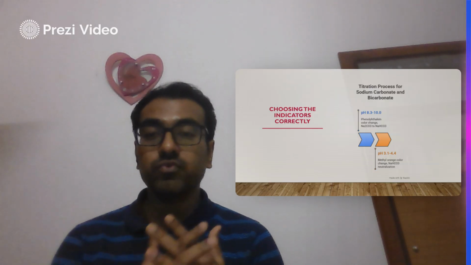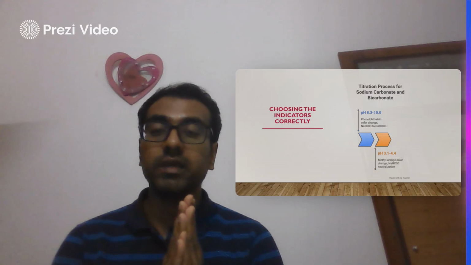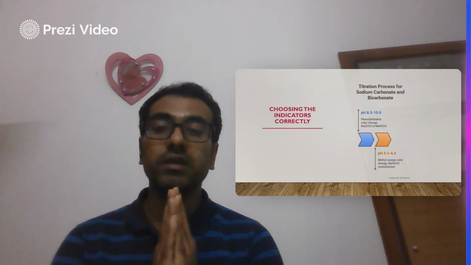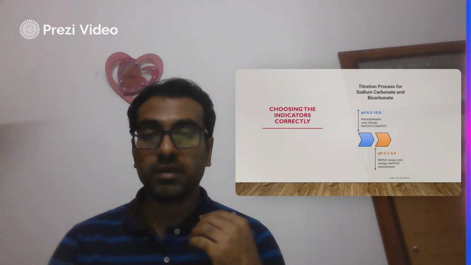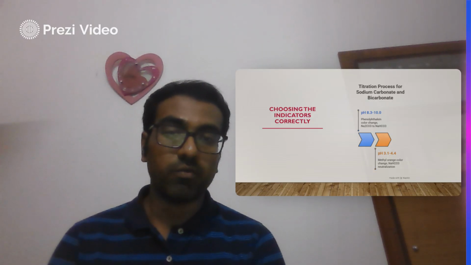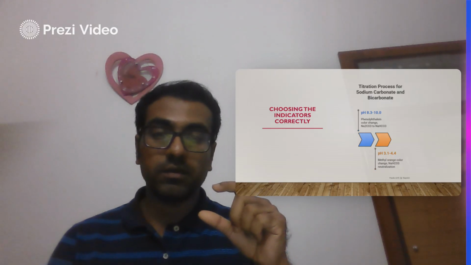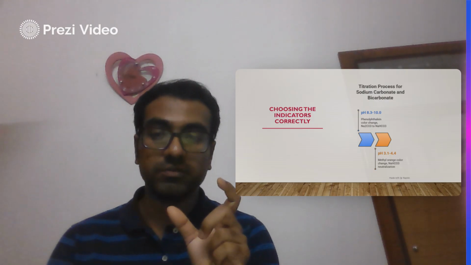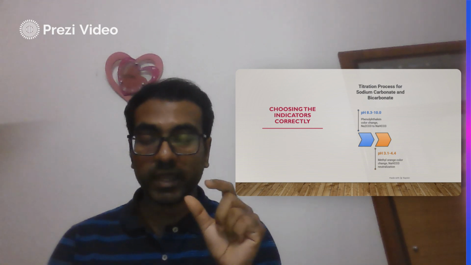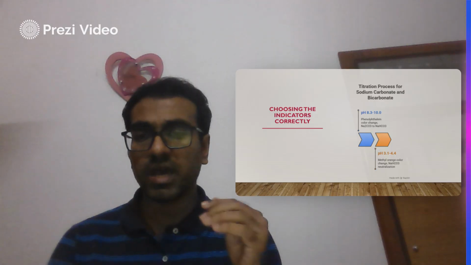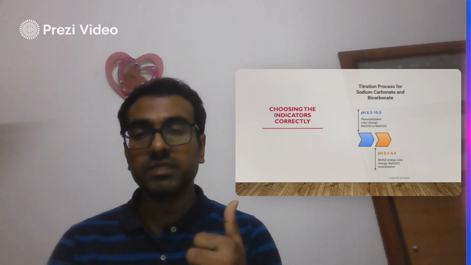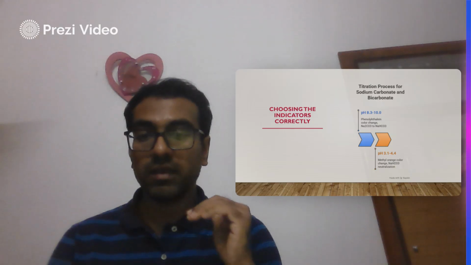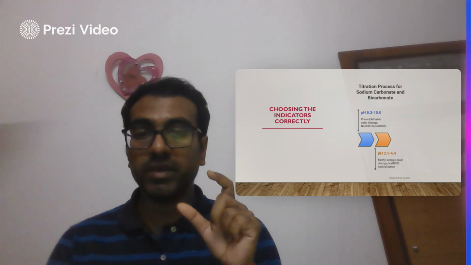So as I said, we are going to use two different indicators, right? And this is a very, very important part of this experiment. We have to choose the indicators very methodically, or correctly, I should say, in this case. Now, why am I saying so? The two steps in this titration have a definite pH range, right? And as we all know, the indicators that we use in these acid-base titrations are nothing but very weak acids or bases themselves, and they can show their color change only in a definite pH range, right?